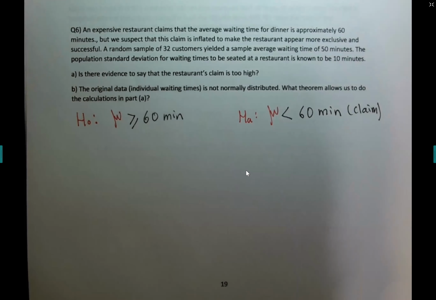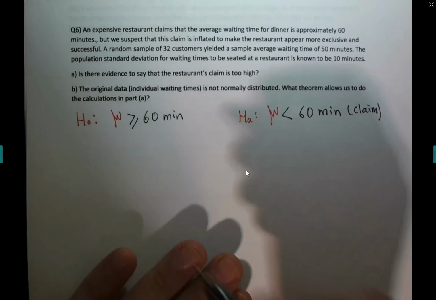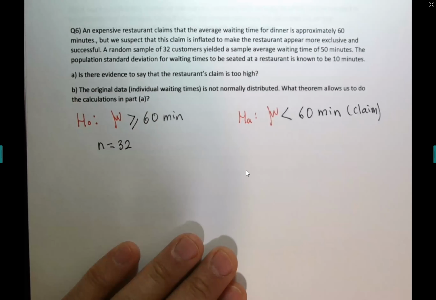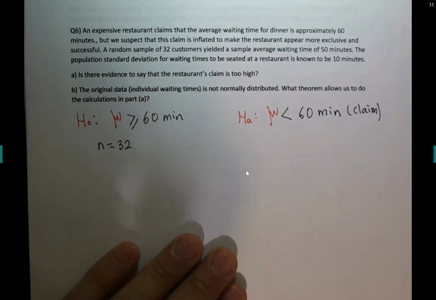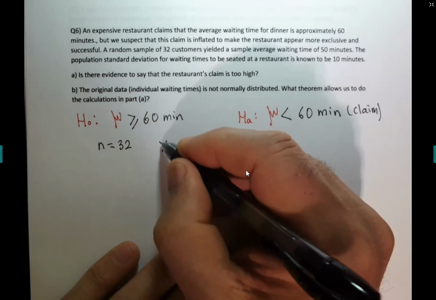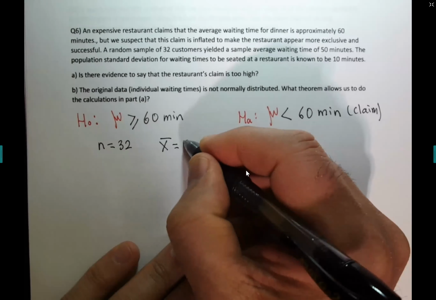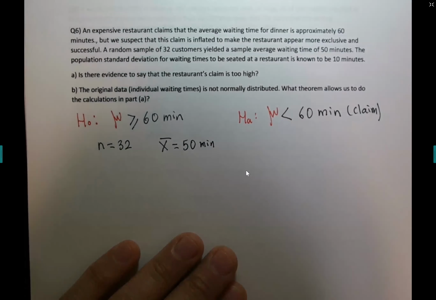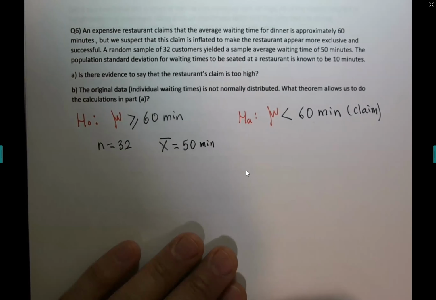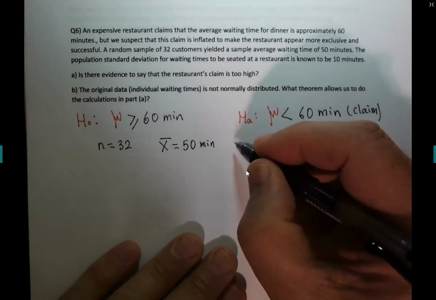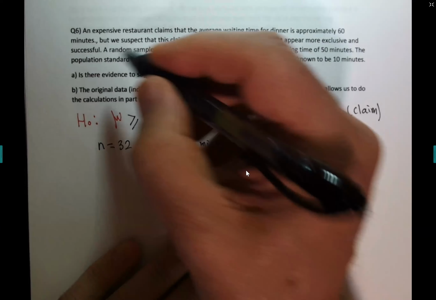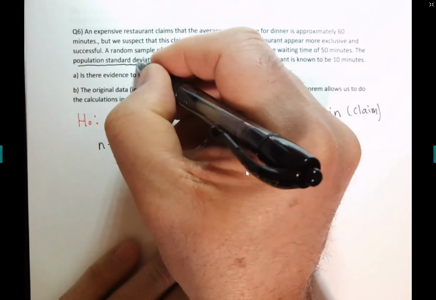A random sample of 32 customers, so N is 32, guys, yielded a sample average waiting time of 50 minutes. Here you go. We surveyed 32 customers. We watch them, and on average, they waited 50 minutes, not 60. The population standard deviation for waiting time to be seated at a restaurant is known to be 10 minutes. So sigma is 10. How do you know it's sigma? Because it says a population standard deviation, which is sigma.